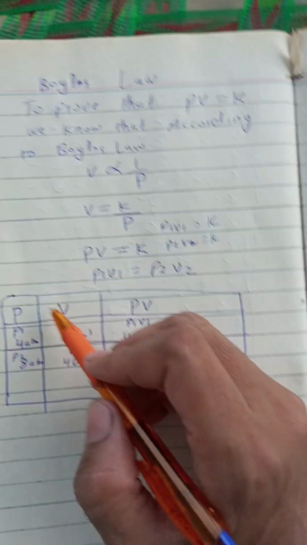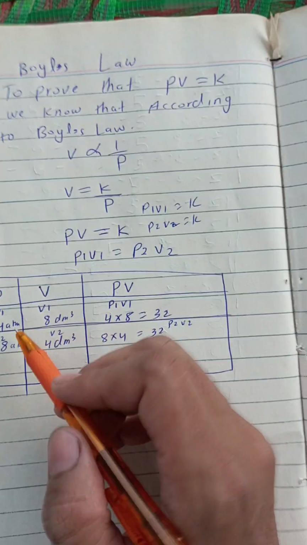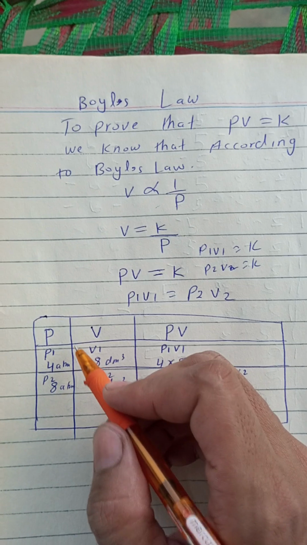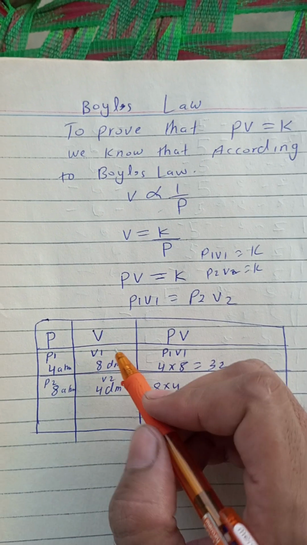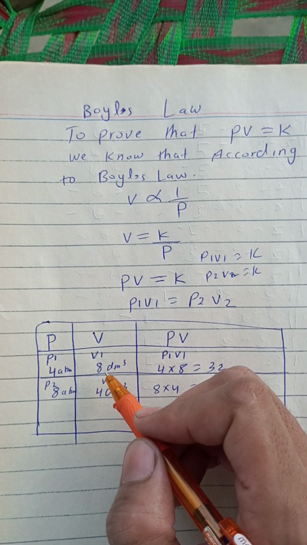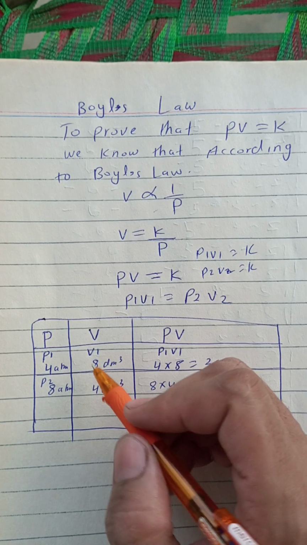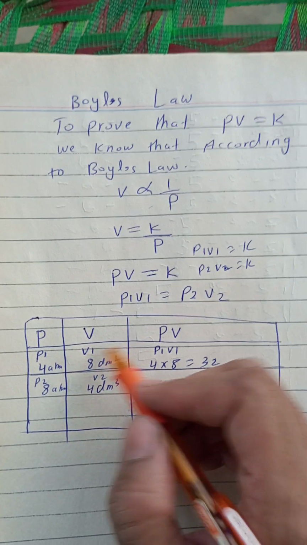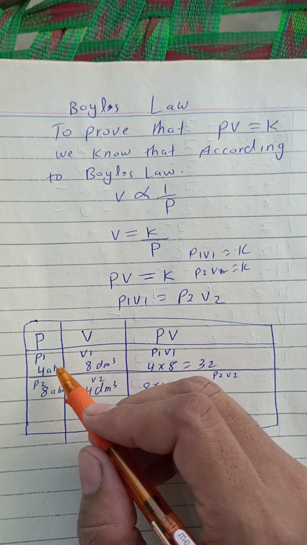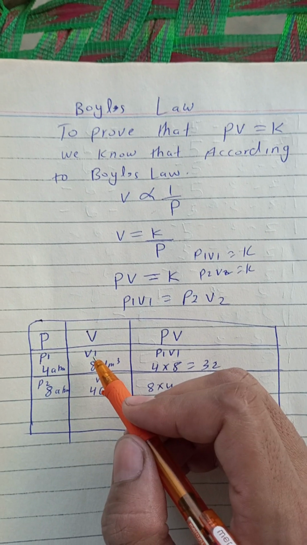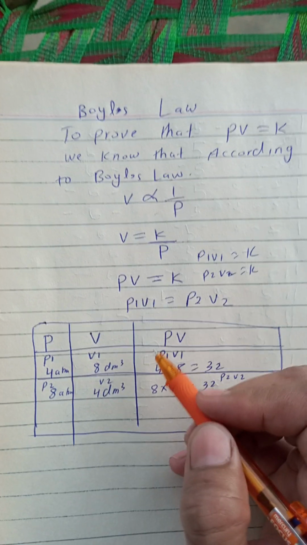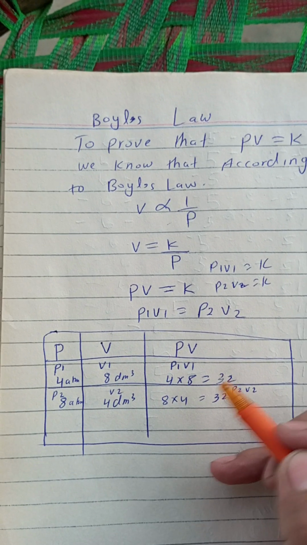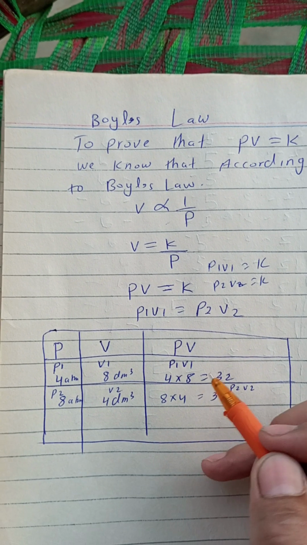We will take pressure and volume and also PV. Let us suppose that there is a gas which has a volume of 8 decimeter cube at a pressure of 4 atmosphere. So we will take it as initial pressure, and this will be initial volume. Now the product P1 V1 will be equal to 4 into 8, which is equal to 32.